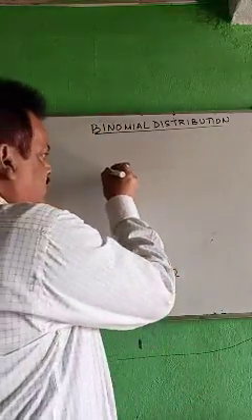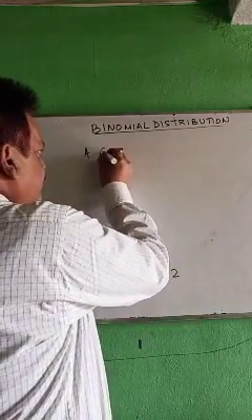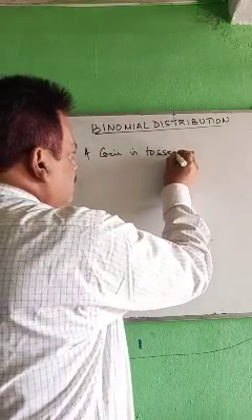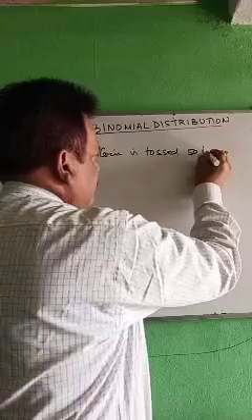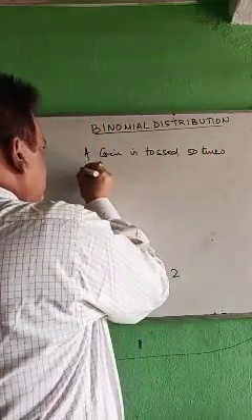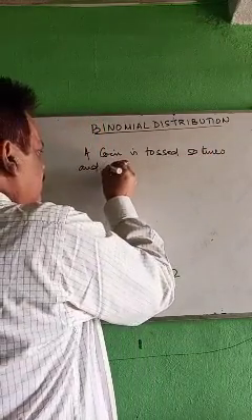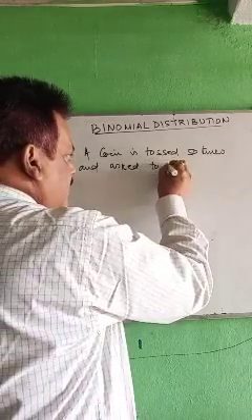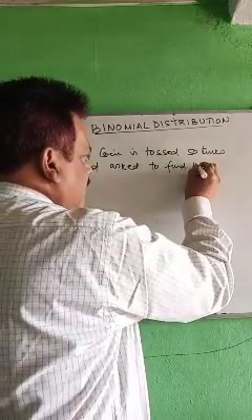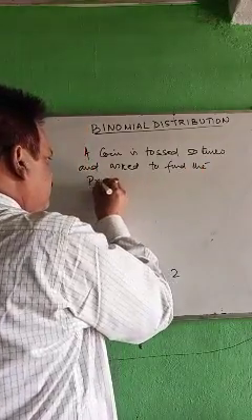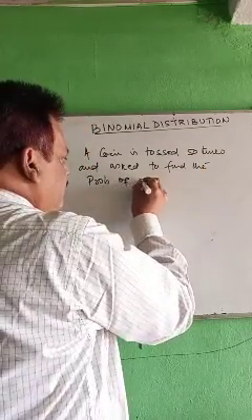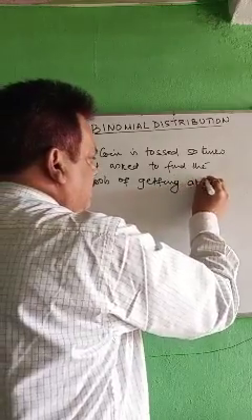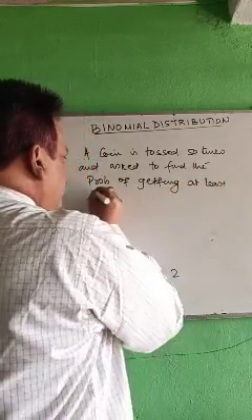Suppose a coin is tossed 50 times and you are asked to find the probability of getting at least 10 hits.